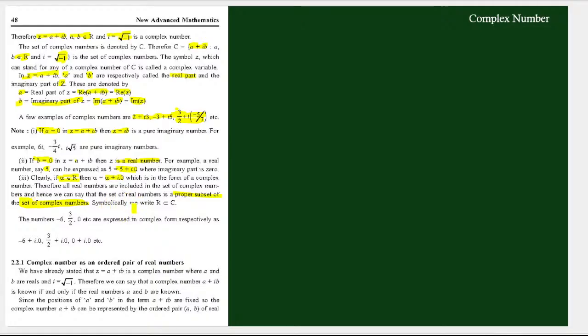So symbolically we can read like this: real number is a proper subset of C. Real number is the child of complex number, because complex number includes both the real and imaginary numbers. That is why. Okay.